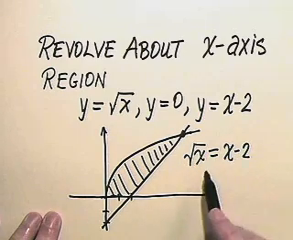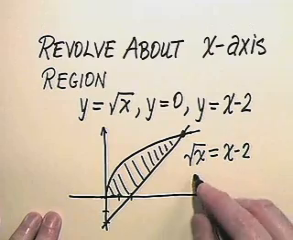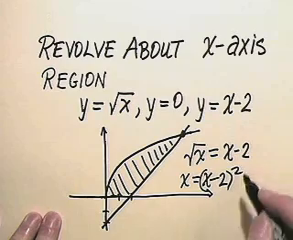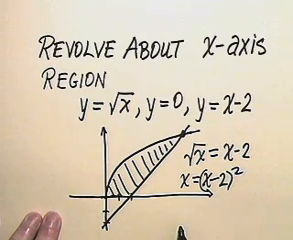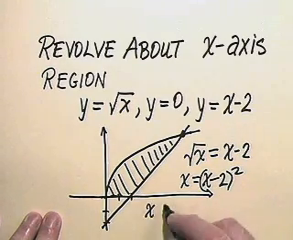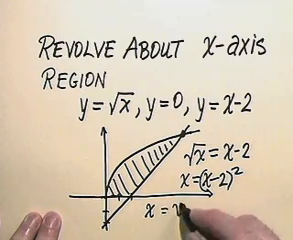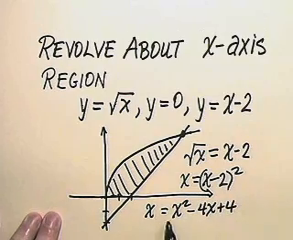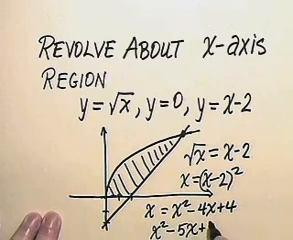So to begin, you square both sides of that equation, you get x equals (x minus 2) squared. And so consequently, that gives us the equation x equals x squared minus 4x plus 4, or bringing this x over to the other side, we get the equation x squared minus 5x plus 4 equals 0.